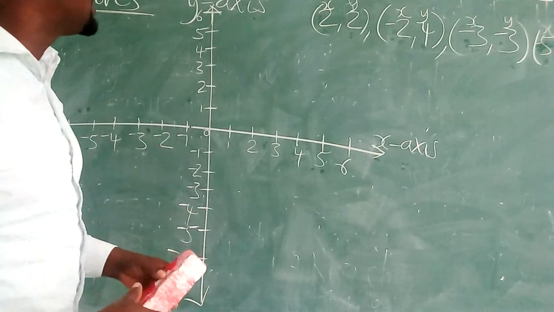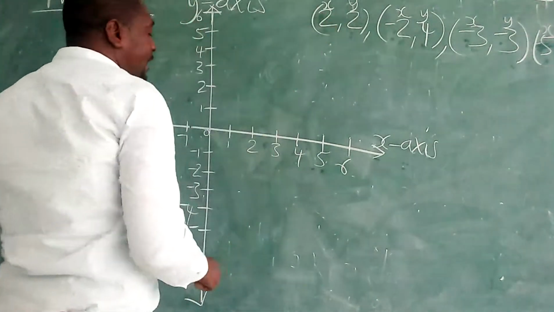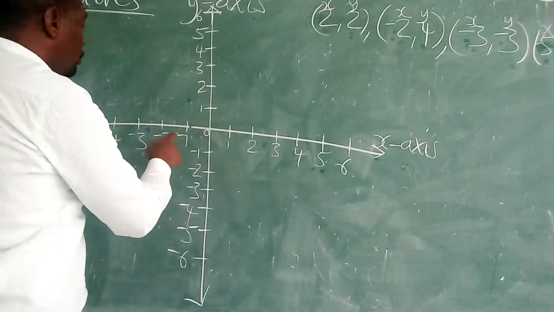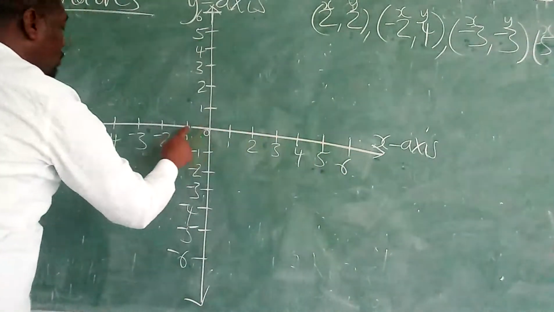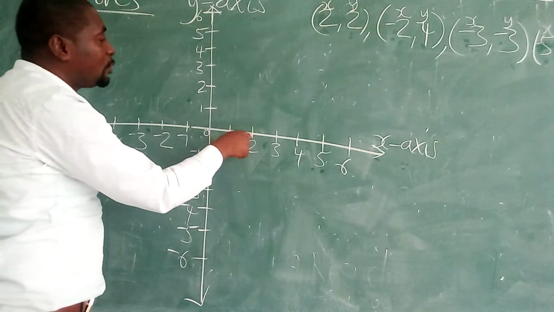So now, let's take the first one. The first number is 2, and it is positive 2. Now, on the x-axis, where is the positive 2? The positive 2 is here.